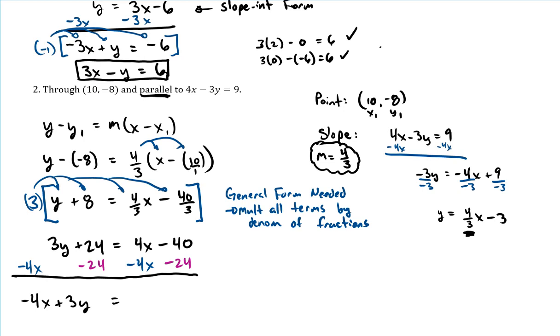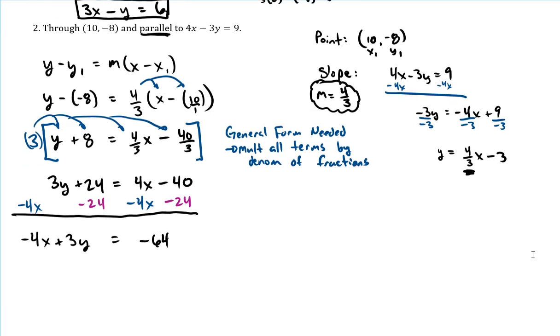4x minus 4x was 0. We don't need to write that. And then negative 40 minus 24 would be negative 64. All right, and then now we just have one last step.